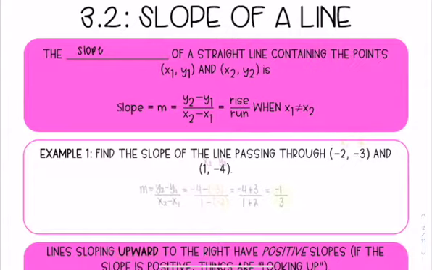So let's go ahead and find the slope passing through the points (-2, -3) and (1, -4). I usually just label mine in order of x1, y1, and x2, y2, but the order does not matter as long as you keep the order the same on the top and the bottom. So I'm just going to label this as x1, y1, and this is x2, y2.